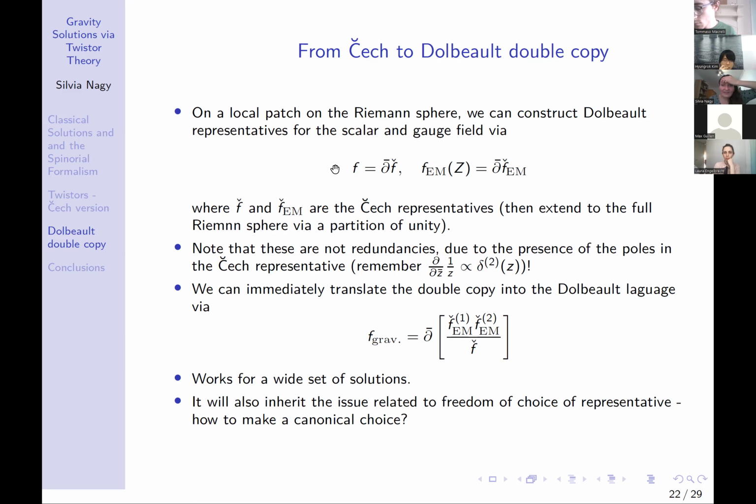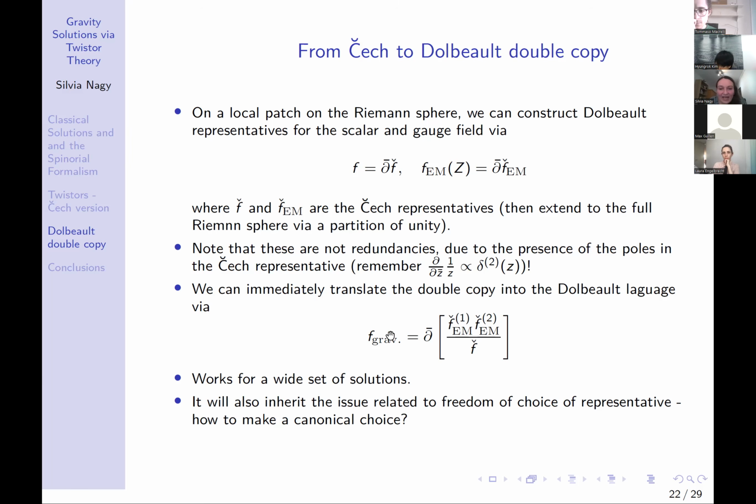Okay, so once we have this map, it turns out that the double copy that we had in the Čech language, the first naive way to translate it to Dolbeault language is to again form the same product of the electromagnetic representatives, divide by the scalar, and then hit it with a Dolbeault operator. And this works by construction because the other one worked as well, and one can check. So this can be done, and in the paper, if you're curious, we see a wide set of solutions that this works for, and it's quite nice.